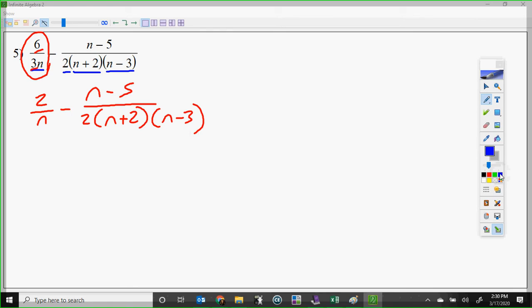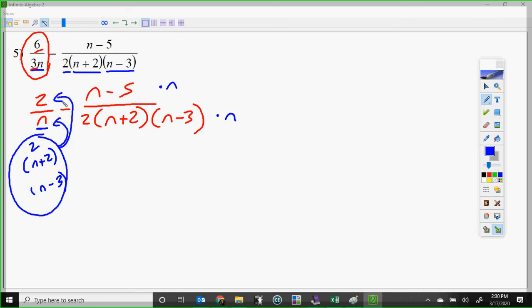Now I need to get my denominators to be the same. That means my right side needs an n. So I have an n here, so I need to multiply n on this one. And on the left side I have a lot I need to multiply because it's missing a 2, it's missing an n plus 2, and it's missing an n minus 3. So I'm going to multiply all of this by both the bottom and the top.